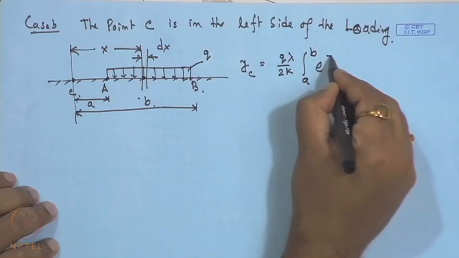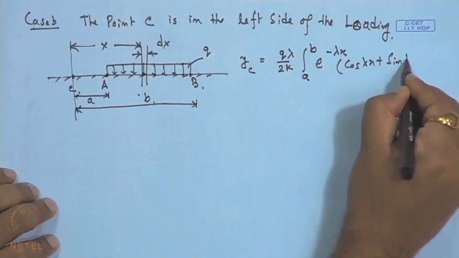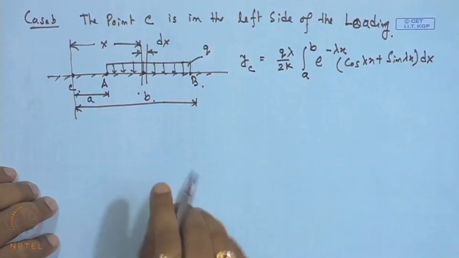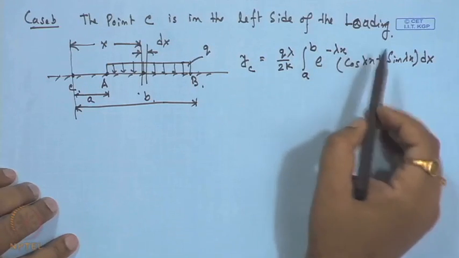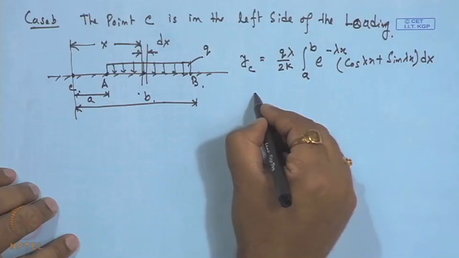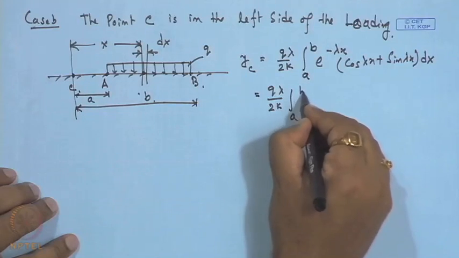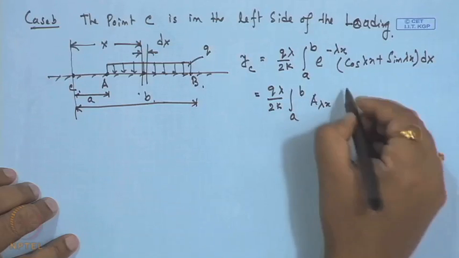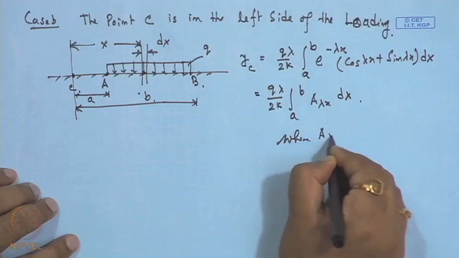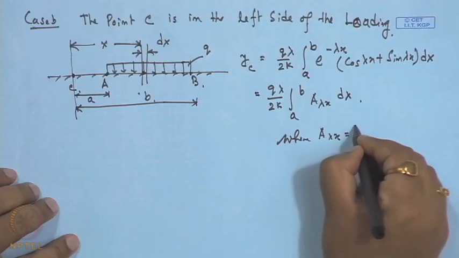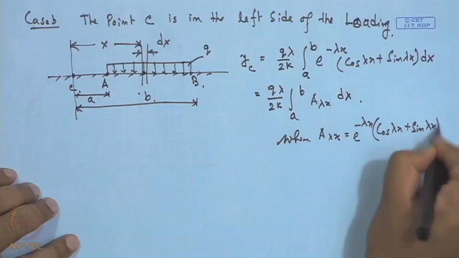So, that means this will be e to the power minus lambda x into cos lambda x plus sin lambda x into dx. Finally, again we know that e to the power minus lambda x into cos lambda x plus sin lambda x is a lambda x. So, we can write q lambda divided by 2 k, limit a to b, a lambda x dx, where a lambda x is equal to e to the power minus lambda x into cos lambda x plus sin lambda x.